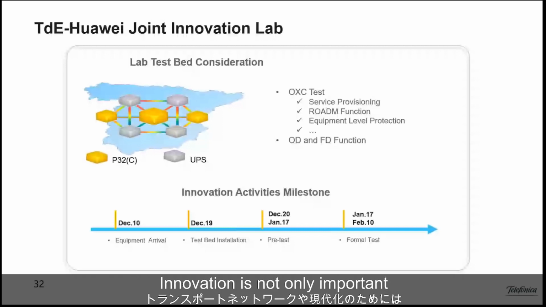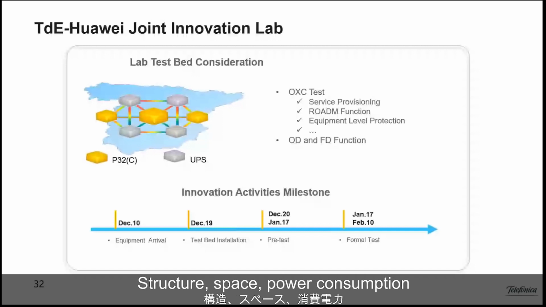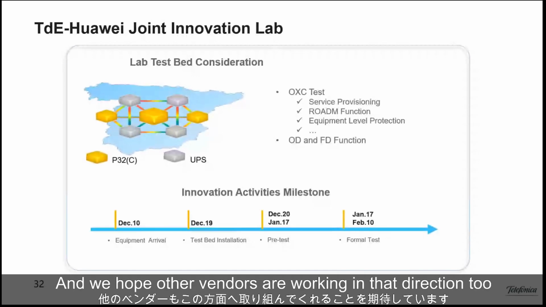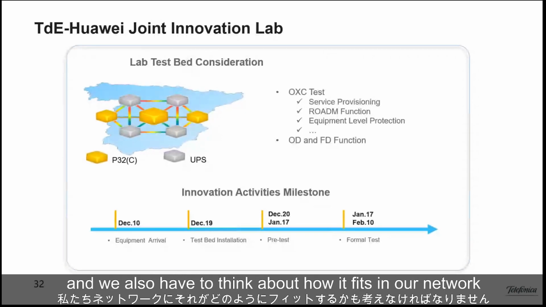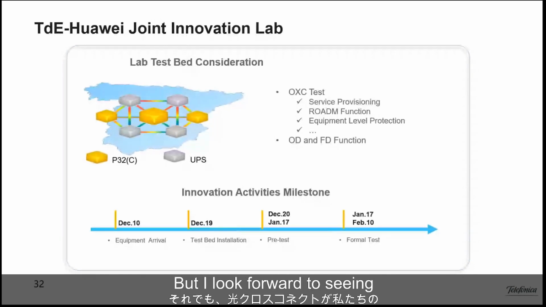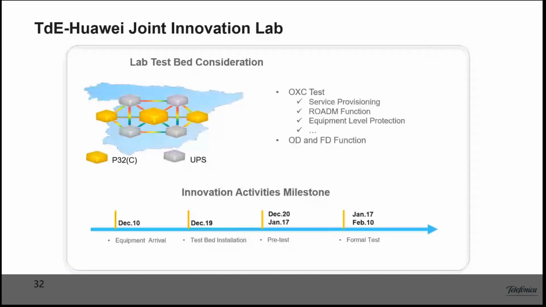Innovation is not only important for transponder, pluggables, or modulations. ROADM structure, space, power consumption, and automation are also very important, and we hope other vendors work in that direction too. Of course, there are things that need to be improved, and we also have to think about how it fits in our network, but I look forward to seeing optical cross-connect in our transport network.